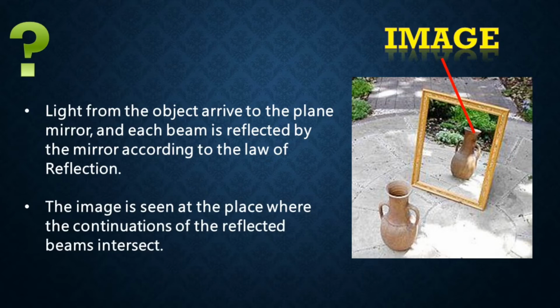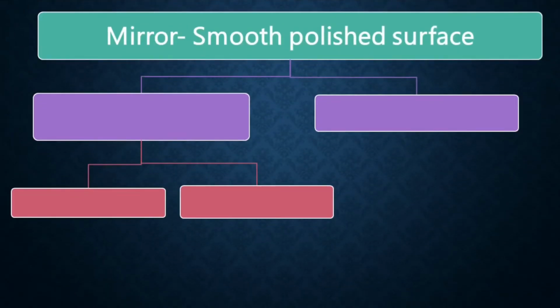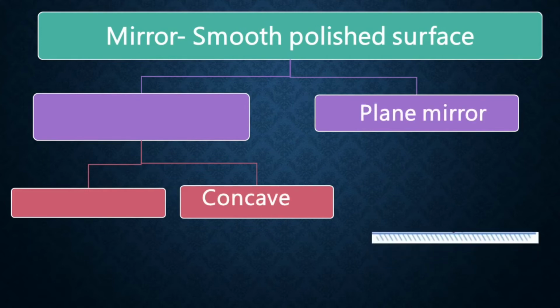So, we have understood that mirror is a smooth polished surface. We can classify mirrors based on the type of the reflecting surface they have. A mirror with a straight reflecting surface is called a plane mirror, whereas mirrors which have curved reflecting surfaces are called concave and convex mirrors. In concave mirror, reflecting surface is curved inwards, whereas in convex mirror, reflecting surface is curved outwards.